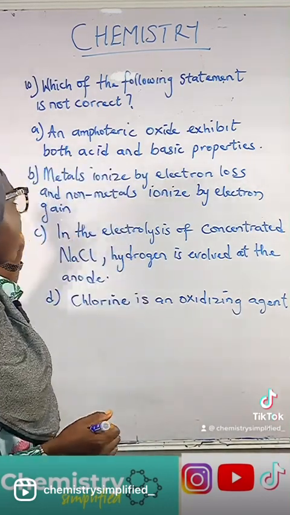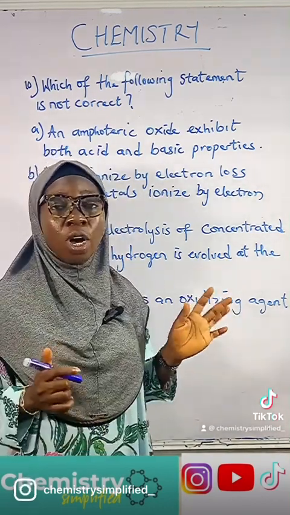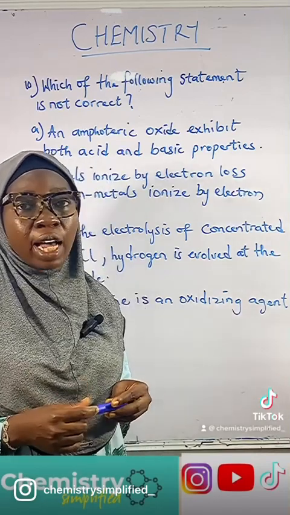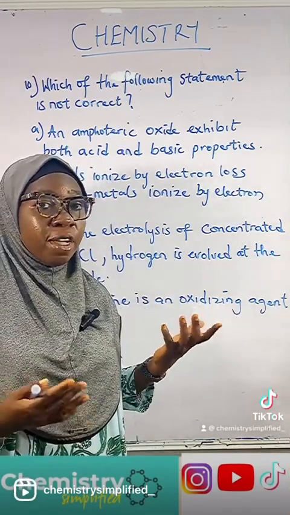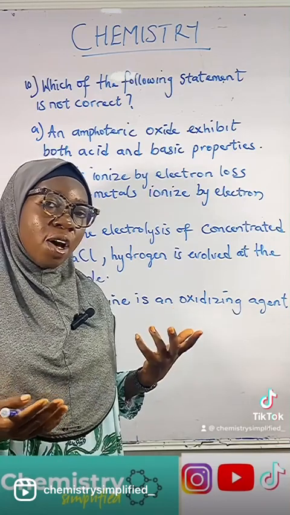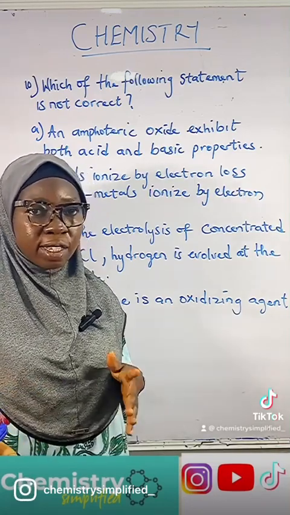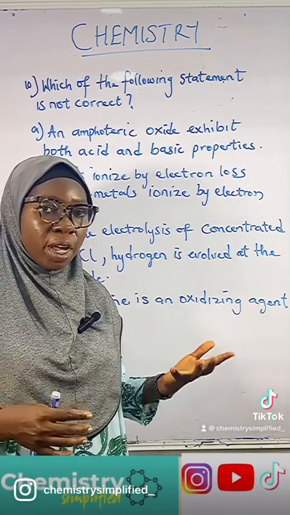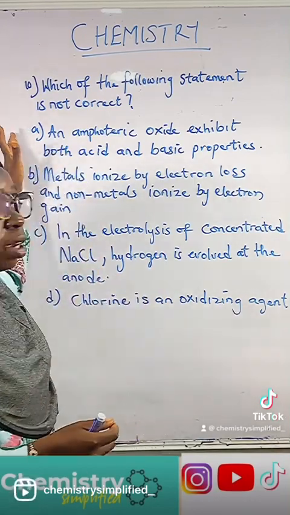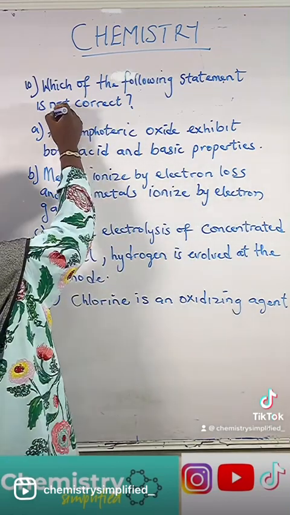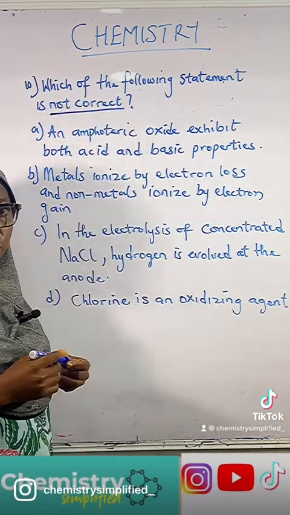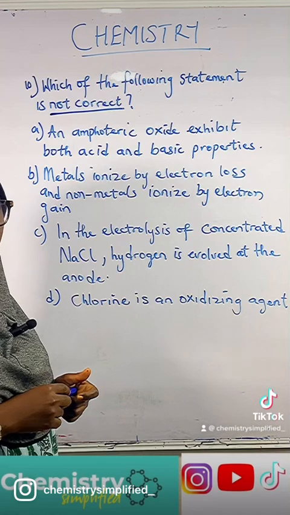The first one says an amphoteric oxide. We all know that an amphoteric oxide is an oxide that behaves as an acid and a base, which means that it's an oxide that has the properties of an acid and also the properties of a base. So it means that option A is correct. And remember, they said the option that is not correct. That is what we want to bring out of this option.